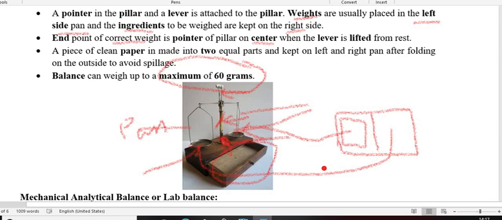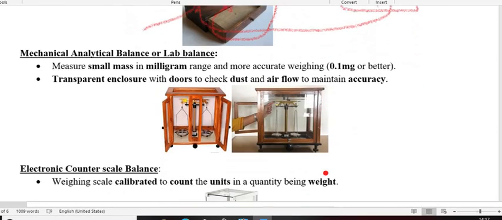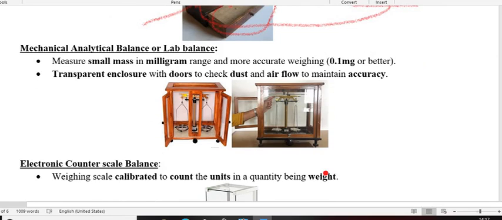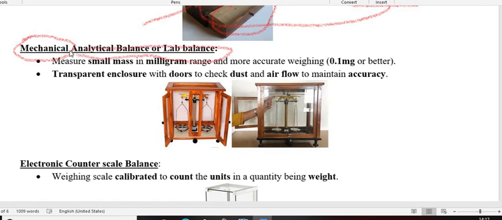So this is all about the balance called the pillar balance. Next is the mechanical analytical balance. Why do we call it mechanical? Because it is not automatic. We are applying force, a mechanical process. That is why it is called the mechanical analytical balance. It is also called the lab balance.